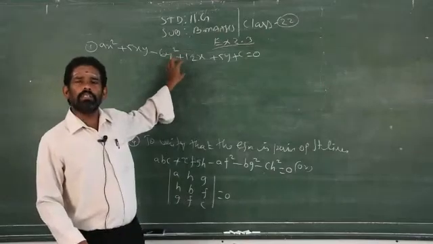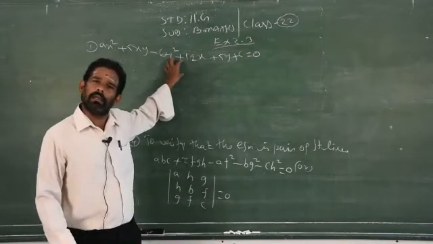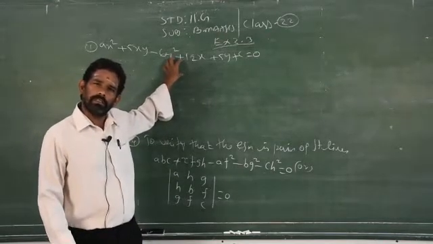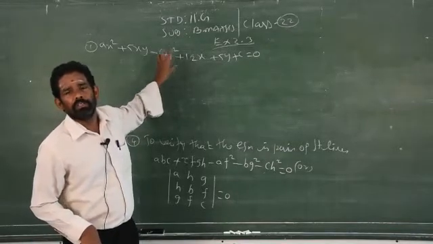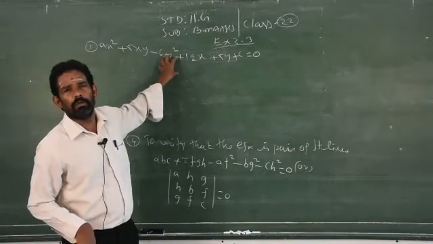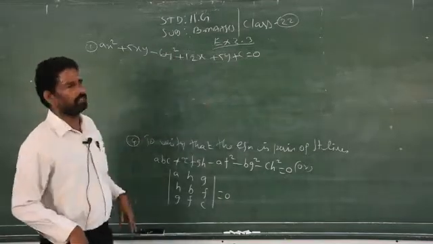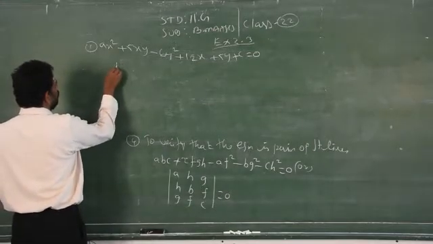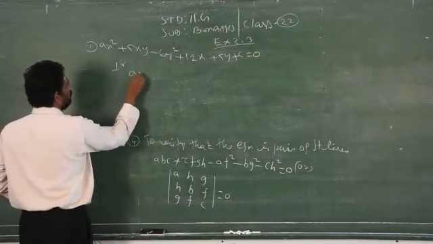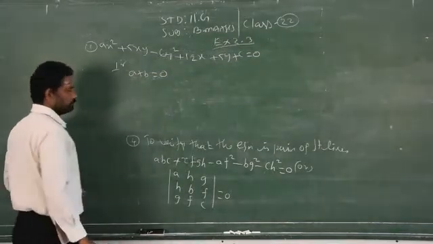How do you get this pair of straight lines? A combination of parallel lines or a combination of perpendicular lines? It is given very clearly in the question: perpendicular lines. So this equation comes from a combination of two perpendicular lines. So what are the perpendicular conditions? This is the condition for perpendicular lines, that a plus b is equal to 0.